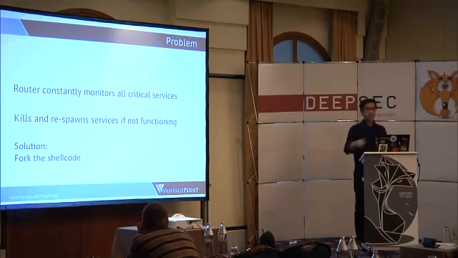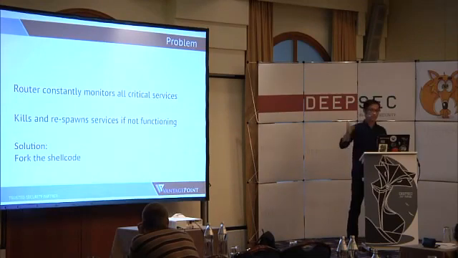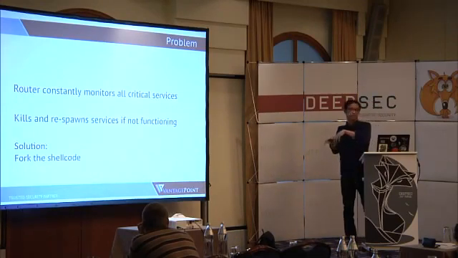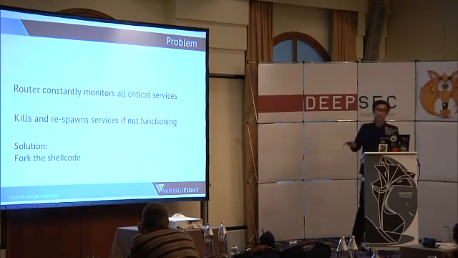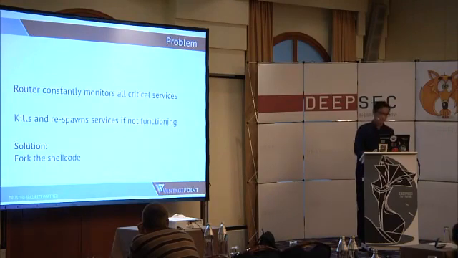So this is a problem, right? I popped my shell and the HTTP service wasn't working, and of course this service would kill it and respawn it. The solution I found is to fork the shellcode. What does fork mean? Fork means you're spawning a new process for this shellcode, and even if the parent process, which is the HTTP service, dies, your shellcode will still work. So I forked the shellcode and managed to pop the shell.